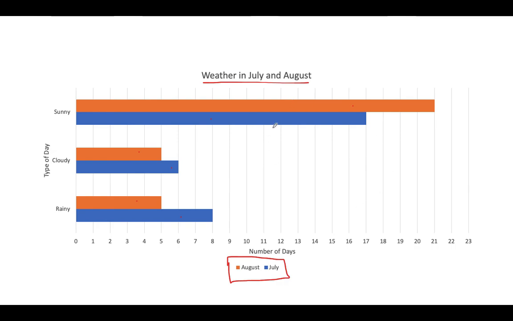Okay, so especially in grade 5, this becomes more important to know what a double bar graph is. We have two different sets of data, and we're combining them on the same graph. And this is great because then we can compare the information. We can clearly see that in August, there were more sunny days than in July, right? In July, there were more cloudy days and there were more rainy days. So it's a great way for us to compare information, okay?